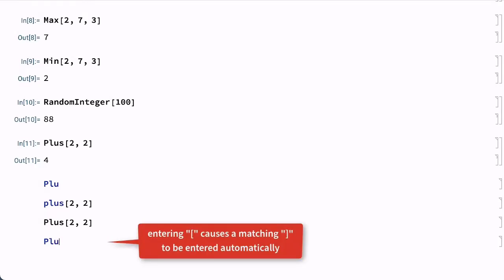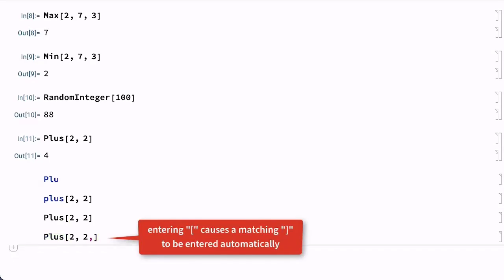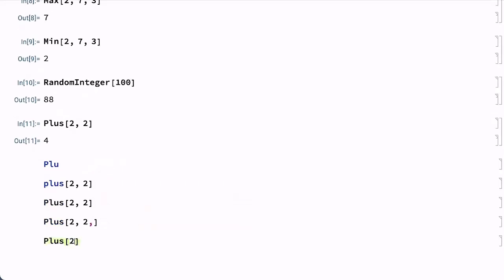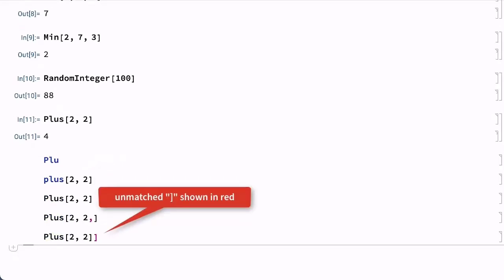Also on this computer, entering the opening square bracket causes the matching closing square bracket to be entered automatically. If something is wrong in the input, such as the comma in this input that is not followed by another argument, the unrecognized part of the input is shown in red. The extra closing bracket in this input is also shown in red. That's the end of the examples for this section.